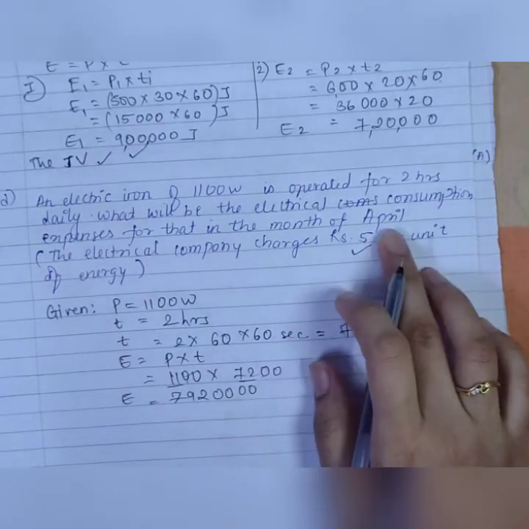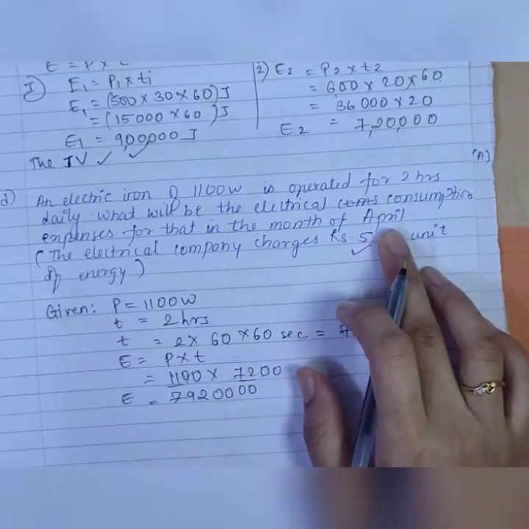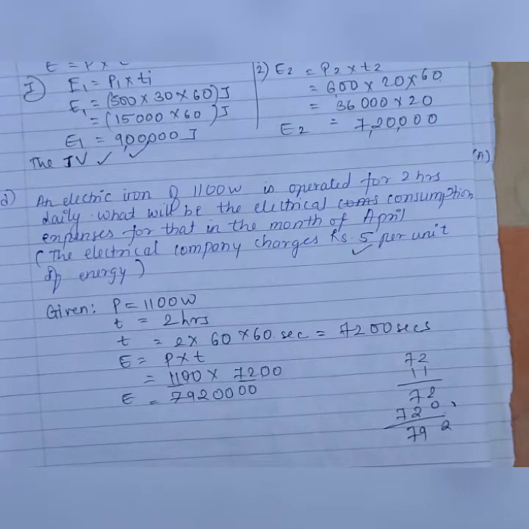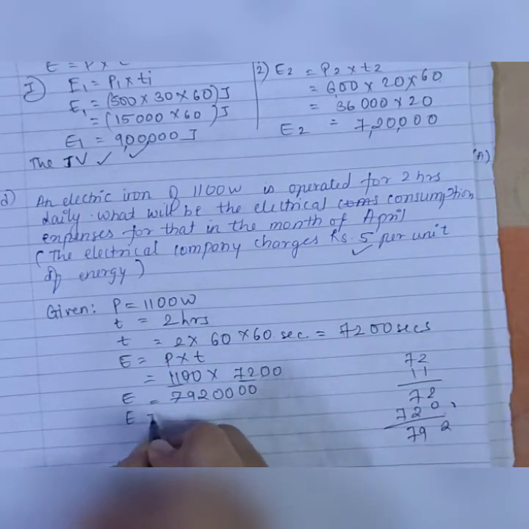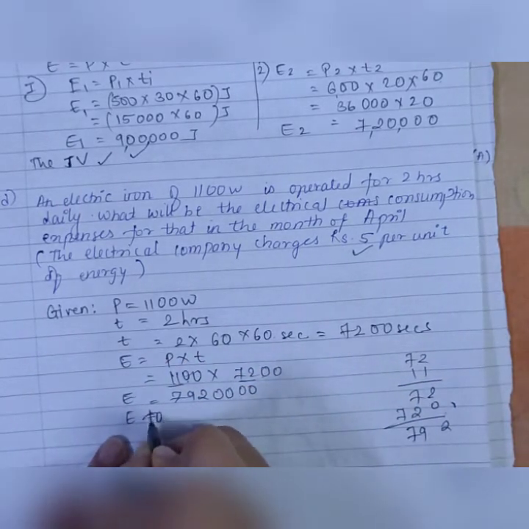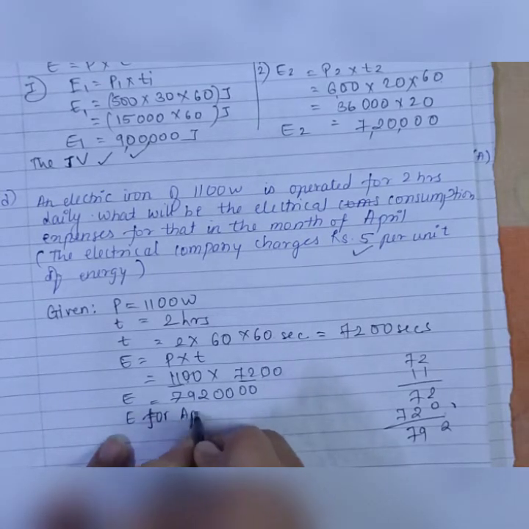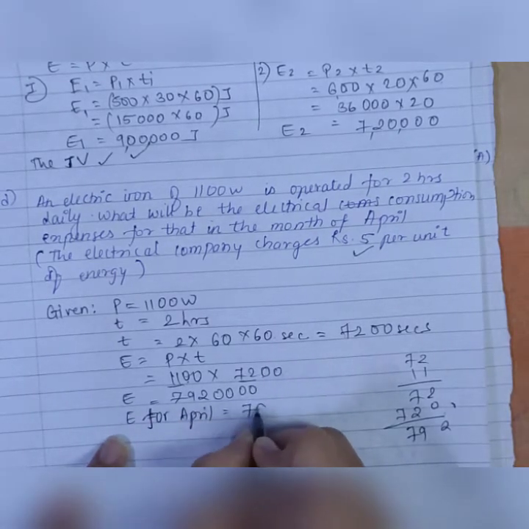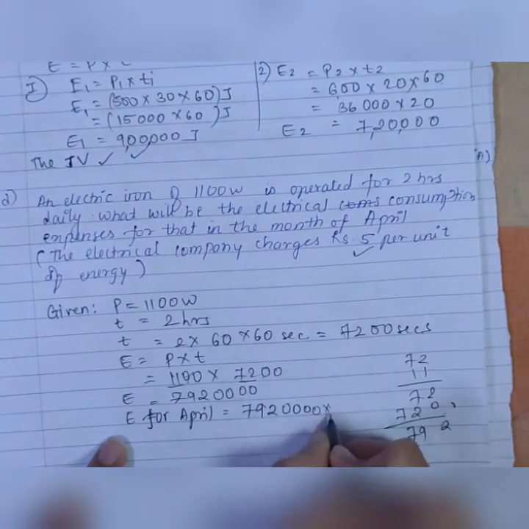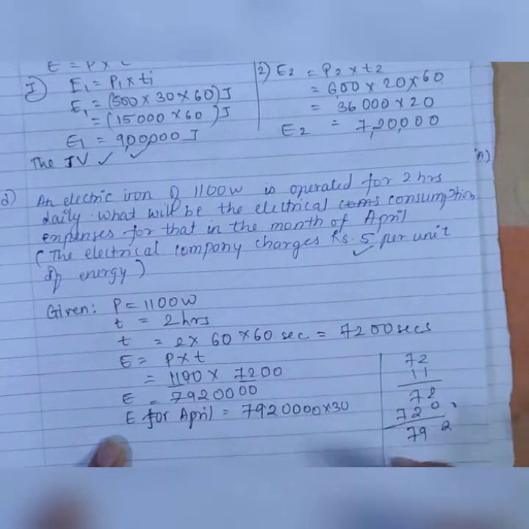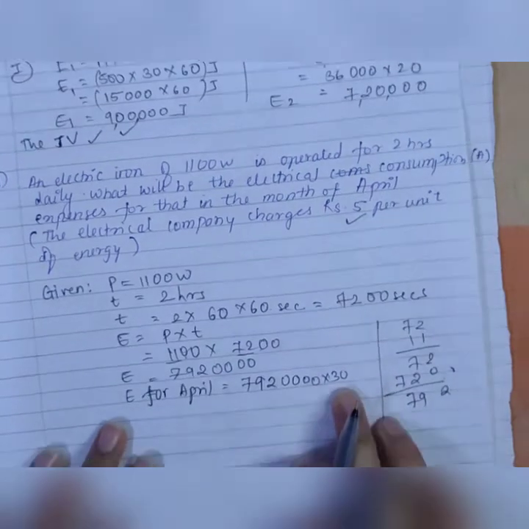Now they have asked you to find it for the month of April. How many days are there in April? There are 30 days in April. So your E for April will be what? 7,920,000 into 30. Why am I doing this? Because there are 30 days in April.